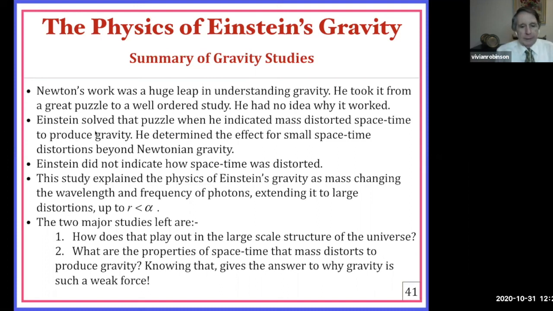As I see it, there are two major gravitational studies left: how it plays out in the large-scale structure of the universe, and what are the properties of space-time that mass distorts to produce gravity. When you know that, you'll get the answer to why gravity is so weak. Have you worked it out yet?